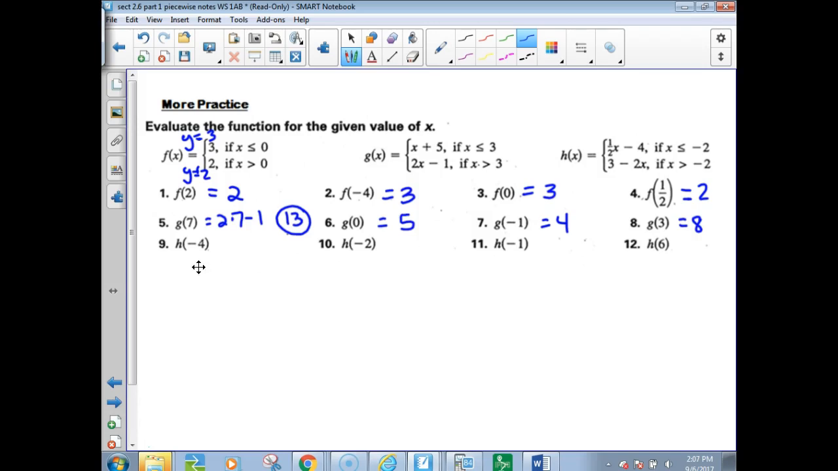All right, the next one we're using the h function. The h function says do 1/2 of your value x of x minus 4 if x is less than or equal to -2. And if it's bigger than -2, then you're going to do 3 minus 2 times the value of x. So I have to use the first equation for the -4. So I'm going to do 1/2 of -4 minus 4. 1/2 of -4 is -2. -2 minus 4 is -6.